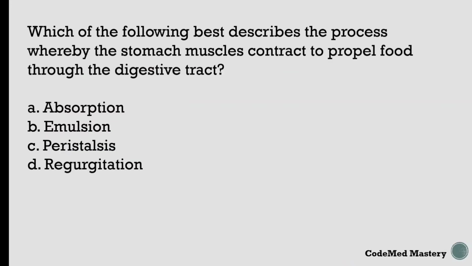Next question. Which of the following best describes the process whereby the stomach muscles contract to propel food through the digestive tract? Option A, absorption. Option B, emulsion. Option C, peristalsis. Option D, regurgitation. So the right answer is option C, peristalsis.